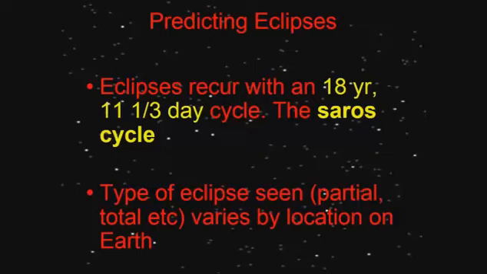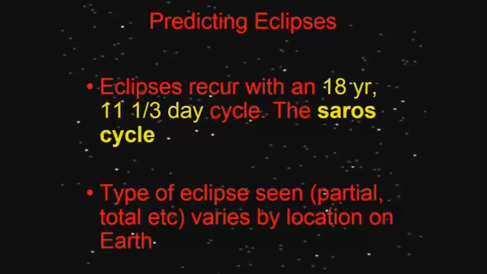So eclipses basically recur on an 18-year, 11 1/3 day cycle. Don't worry, you don't have to remember that number, but that's what it is. And it's called the Saros cycle. The type of eclipse that you see can be partial, it can be total, and will vary by your location on the Earth.